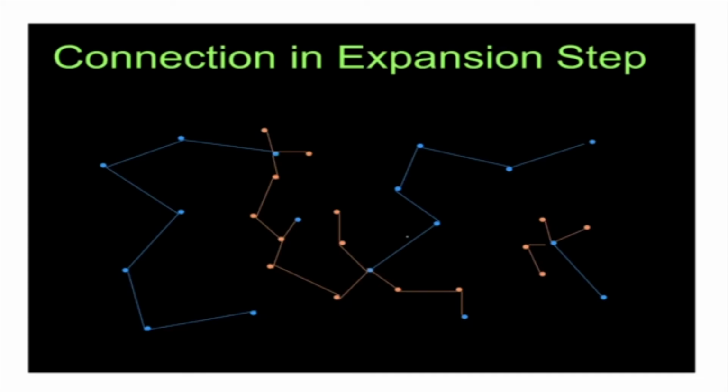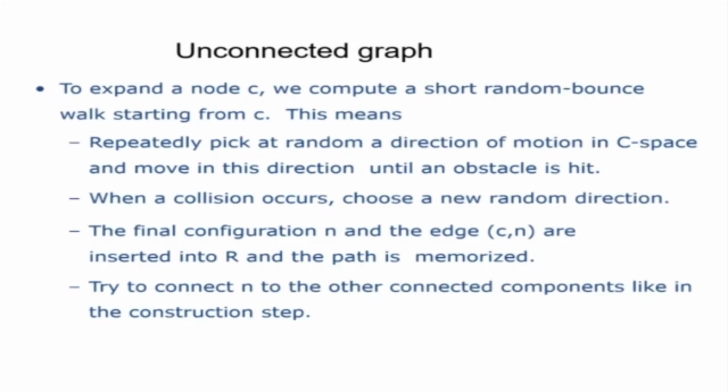Okay, so let's come back here and look at this. If you have an unconnected graph like we had, to expand a node C, we compute the shortest random bounce walks starting from C. Means repeatedly pick at random a direction of motion in C space and move in this direction until an obstacle is hit. When a collision occurs, choose a new random direction. The final configuration N with the edge CN are inserted into R and the path is memorized.